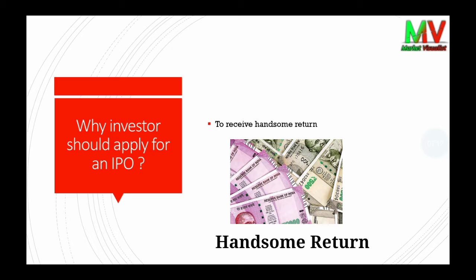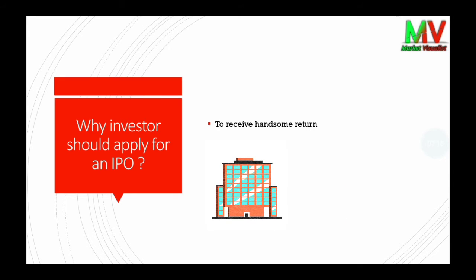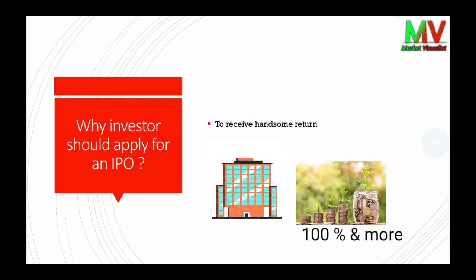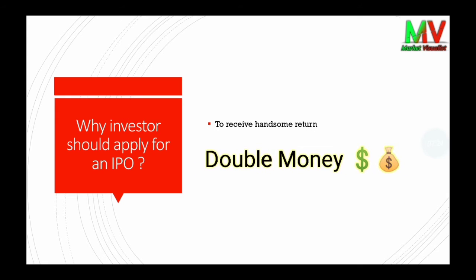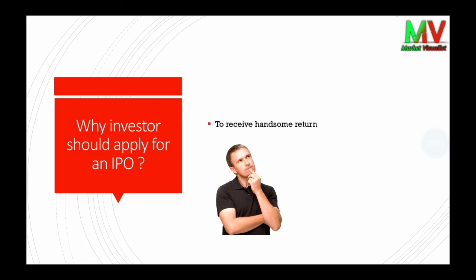We can see in 2020-21 so many companies got listed, from which many companies gave returns of more than 100% to the investors. It means an investor's money doubled in just 7 to 8 days. That's why a smart investor receives handsome returns from an IPO.